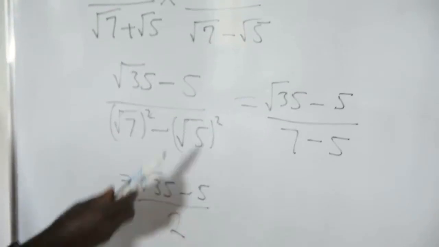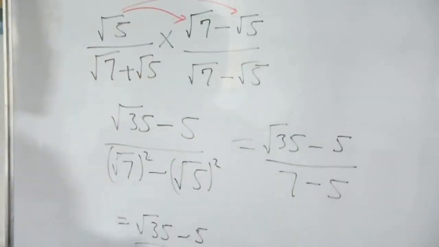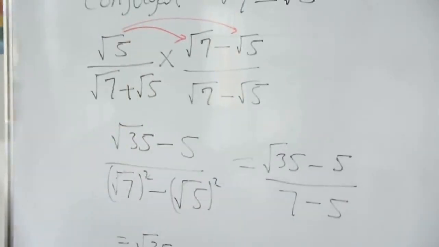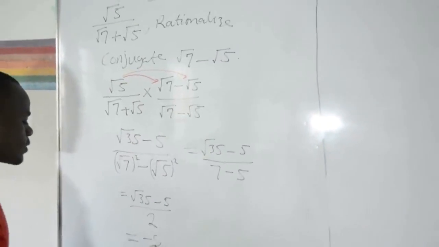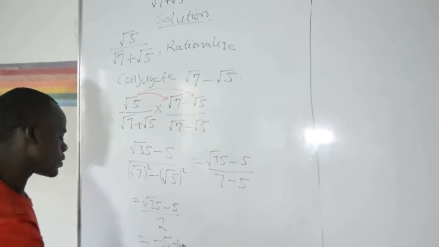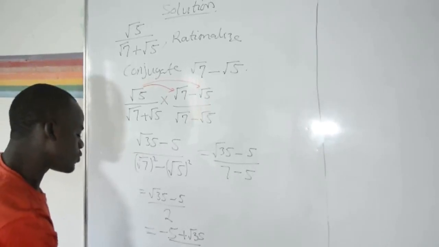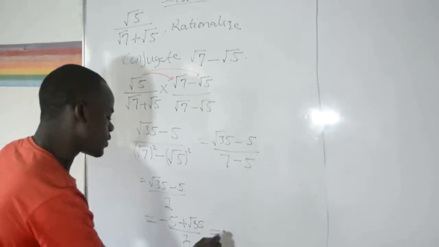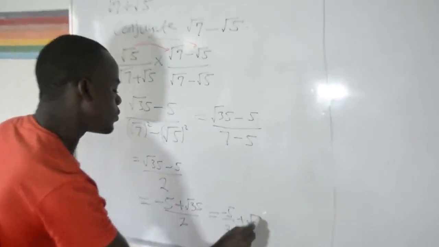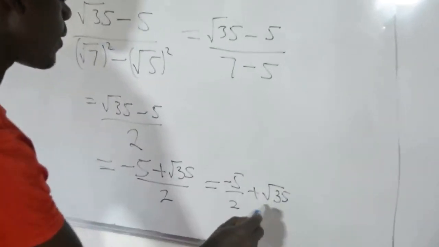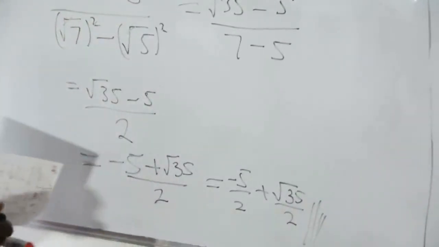Now they say our answer should be in the form a plus b root c. So can we rearrange and have something of that nature? Of course we can do that. And that means we will have it to be minus 5 plus root 35 all over 2. And this will give us minus 5 over 2 plus root 35 all over 2. And that marks the end of this very question.